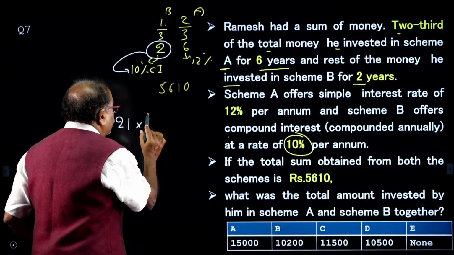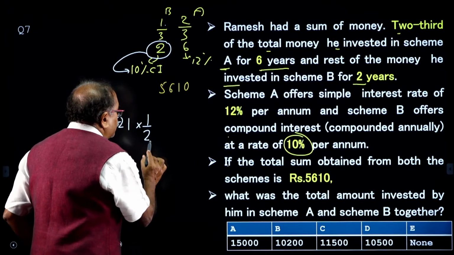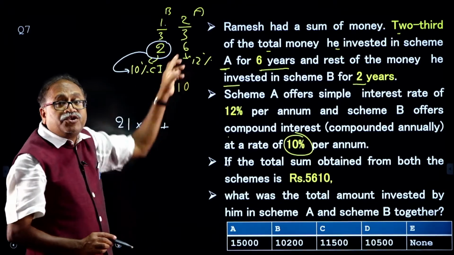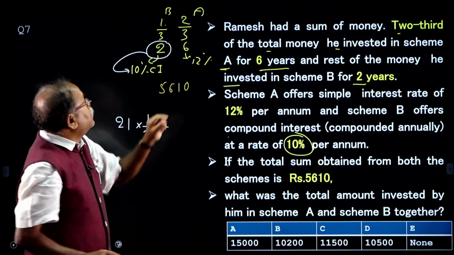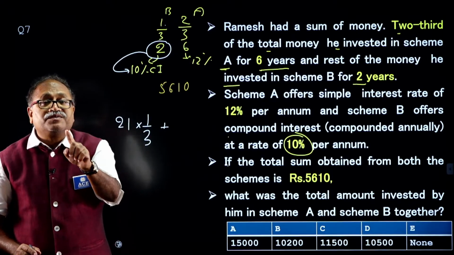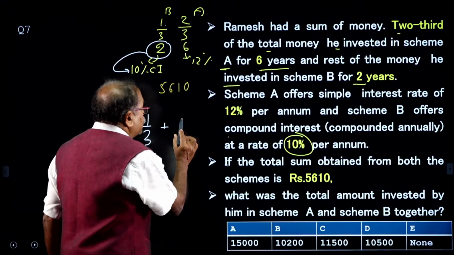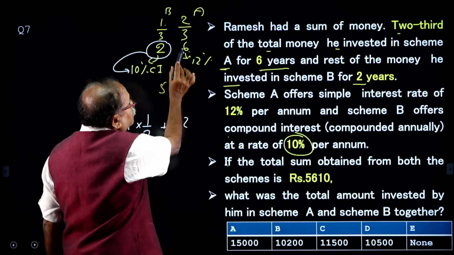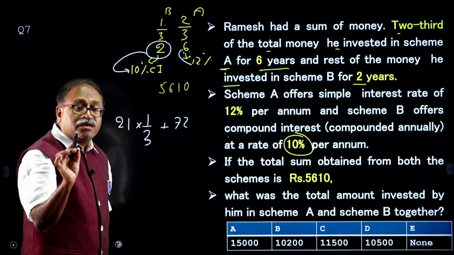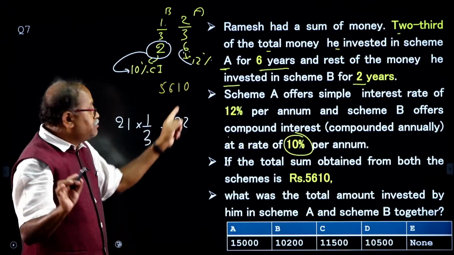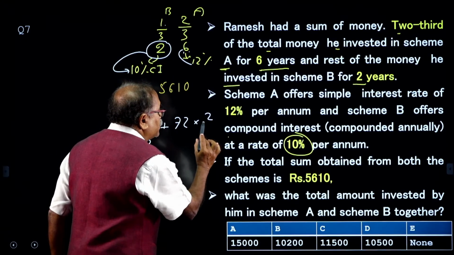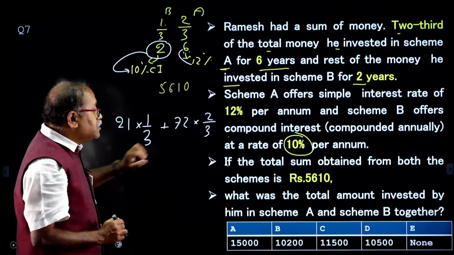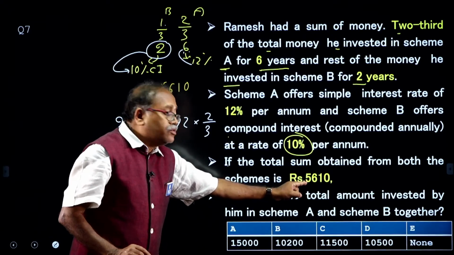So, take the 1/3 of 21 plus, here it is simple interest. So, 12 into 6 is 72% interest, and how much do I need to take? 2/3 of 72%, because 2/3 of the capital is invested here, and this total percentage is equal to the given one.